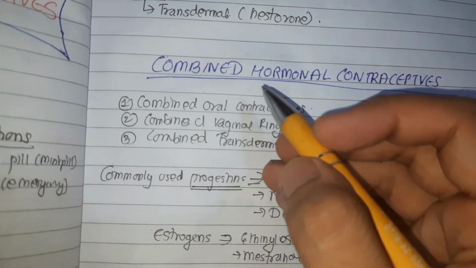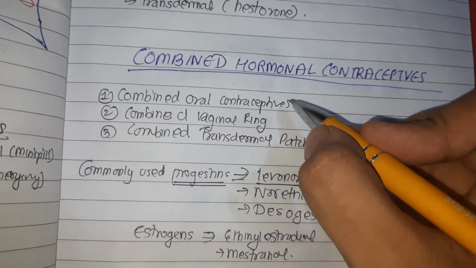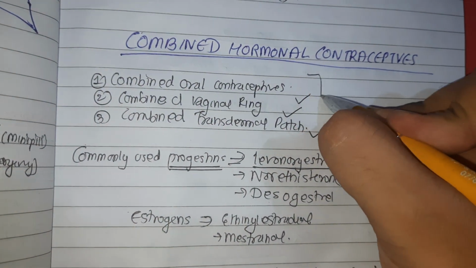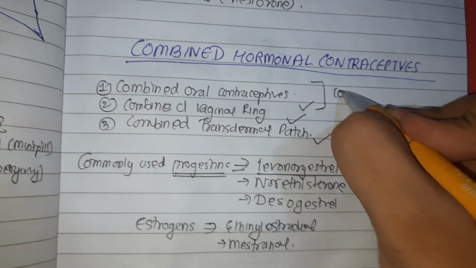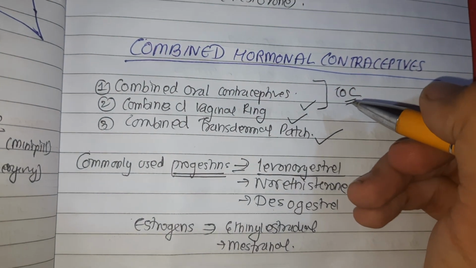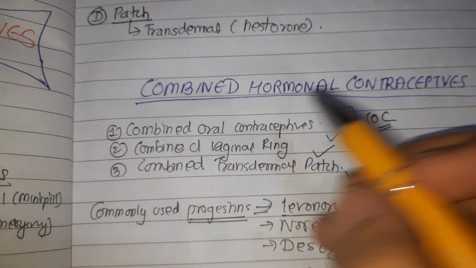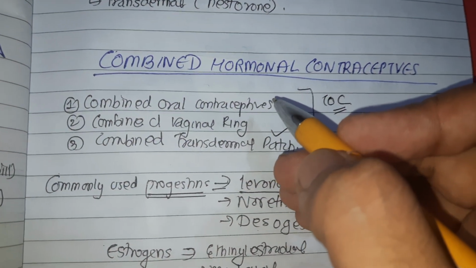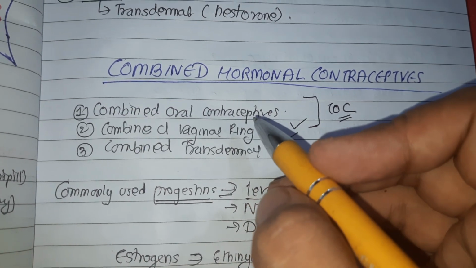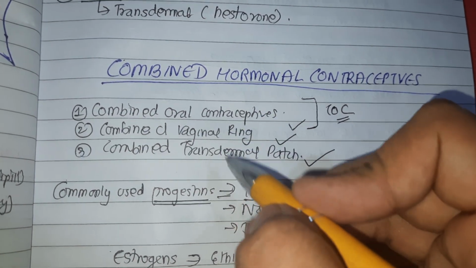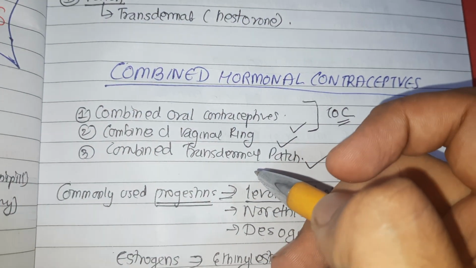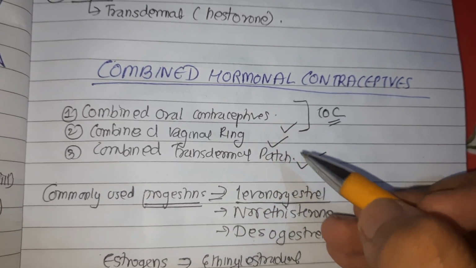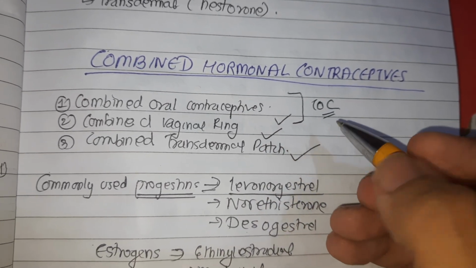So we will be talking about combined hormonal contraceptives. In this, we have combined oral contraceptives, combined vaginal ring, and combined transdermal patch. Mainly we will focus on the combined oral contraceptive, COC, in this video. The combined oral contraceptive pill is the most effective reversible method of contraception, and other forms of combined hormonal contraceptive include the vaginal ring and transdermal patch. But the contraceptive efficacy and side effects of all these combined hormonal contraceptives are very similar.